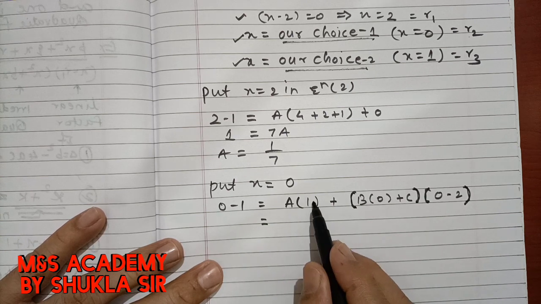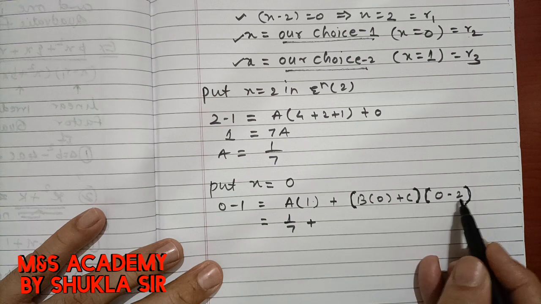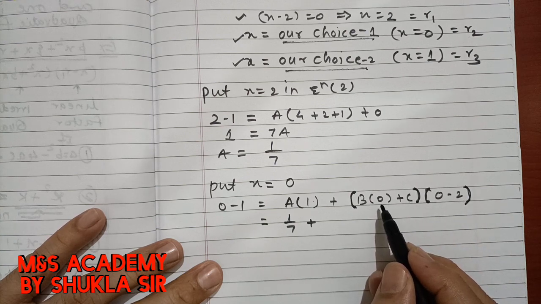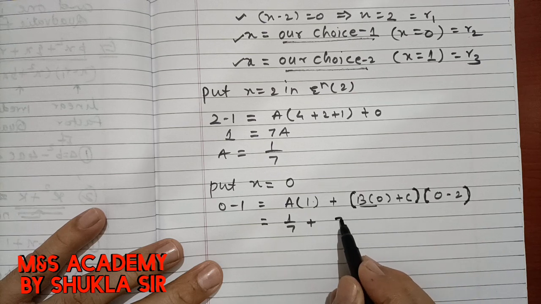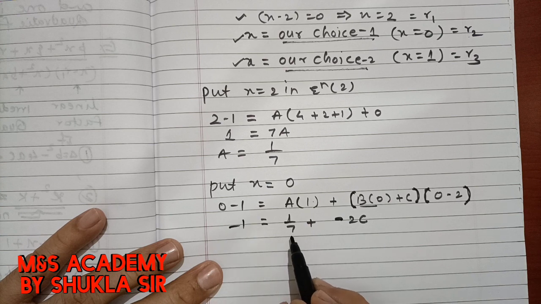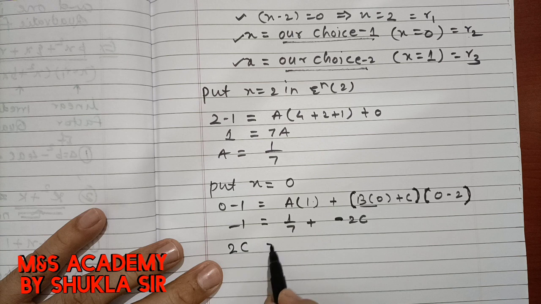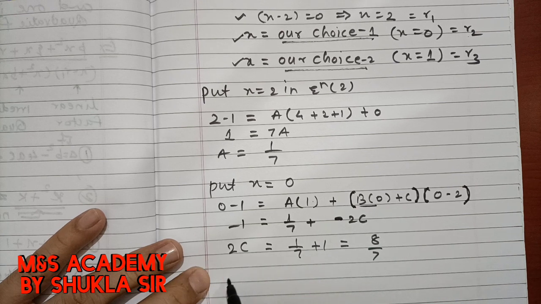So the a value is 1 by 7, so 1 by 7 plus b times c, so this is minus 2, so this part becomes 0, minus 2c. So plus 2 minus 2c, and this is minus 1. Now we need to shift this minus 2c here, so this is 2c, and 1 by 7 plus 1 is equal to 8 by 7. To get it cancelled, c is equal to 4 by 7.